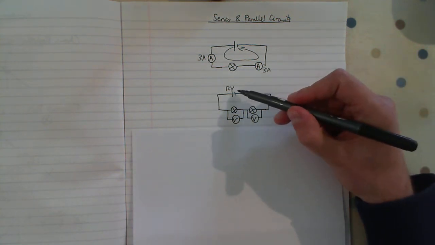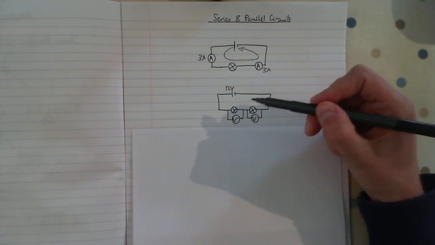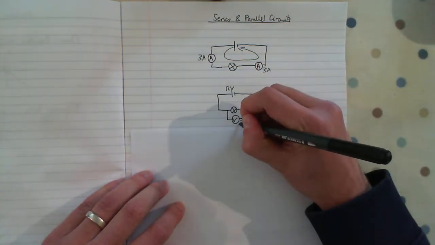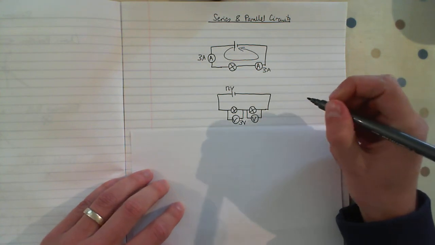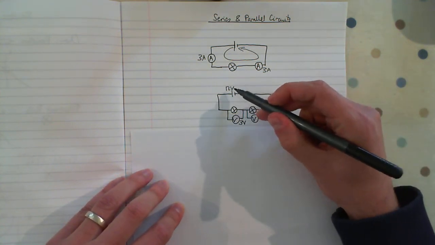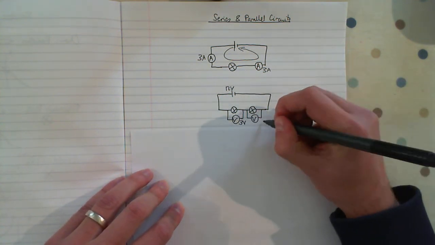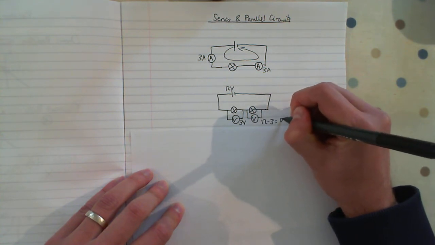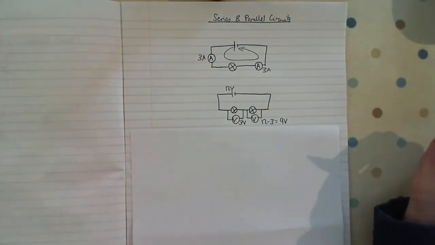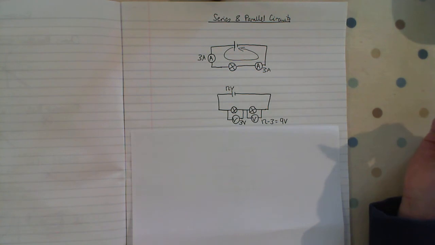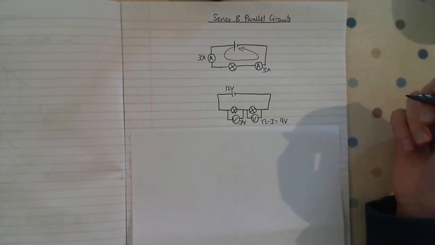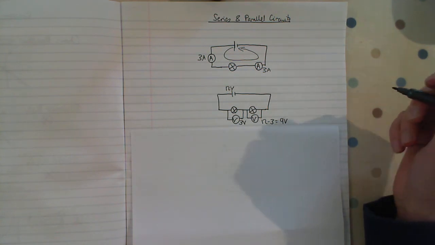For example, if this cell is producing 12 volts, this light bulb may require 3 volts of potential difference. And if that's the case, we started off with 12, we've used 3 up there, so 12 take away 3, that means that light bulb would require 9 volts. So potential difference splits or is shared in series, and it doesn't have to be shared equally.